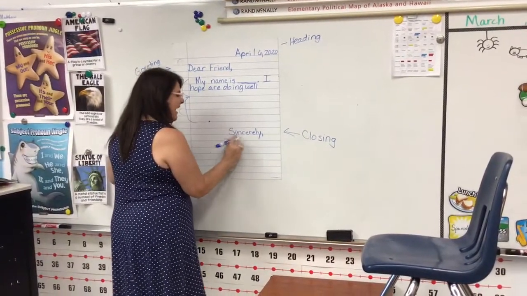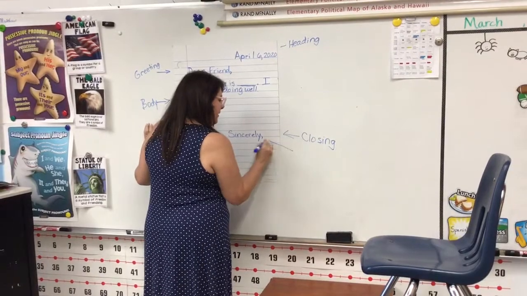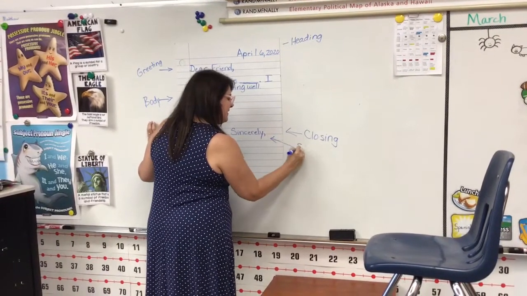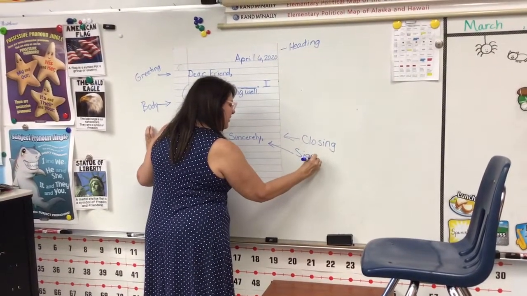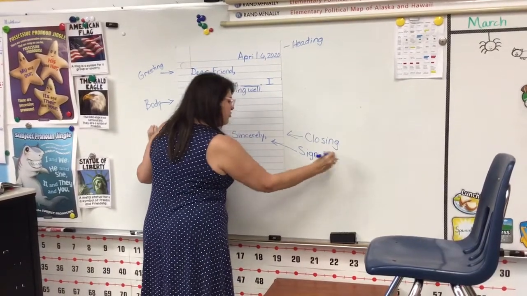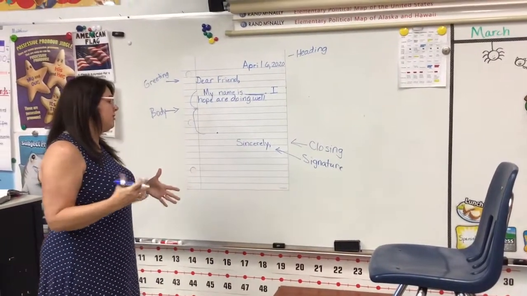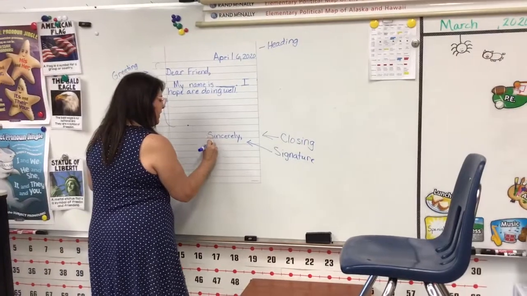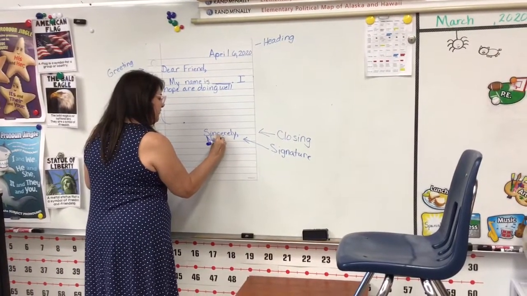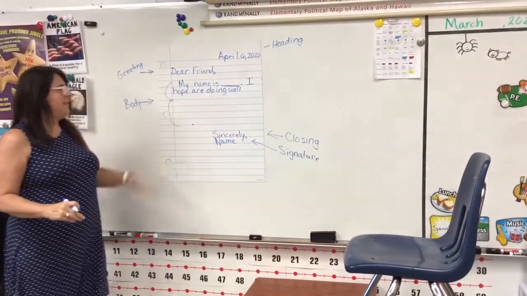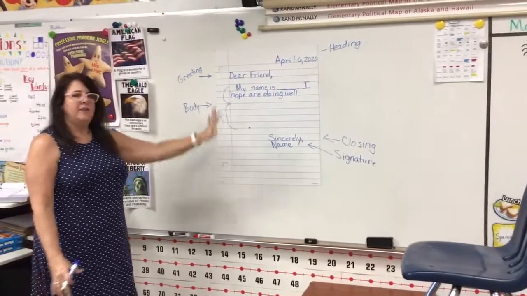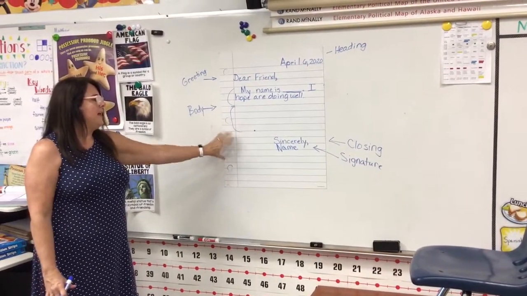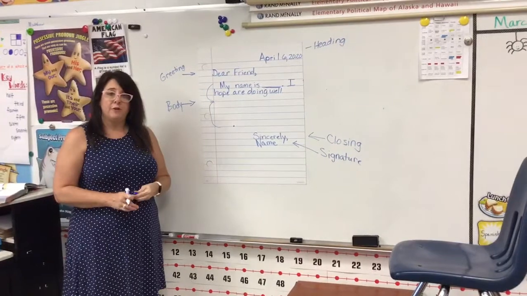And then the last part is the signature. That is where you're going to sign your name. And use your best handwriting. If you feel like cursive is your best, you can do that. Or just print your name here, just your first name. And that's what it's going to look like. This isn't a very neat job writing it really quick, but this kind of shows you what we're going to do for our friendly letters.